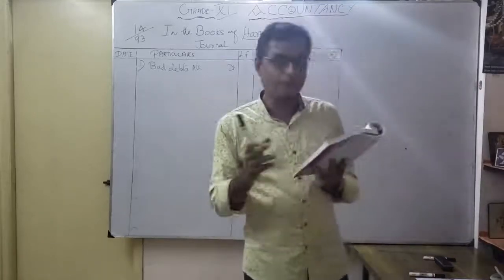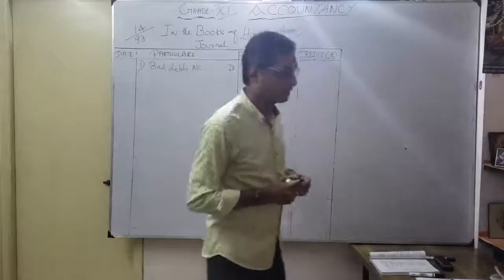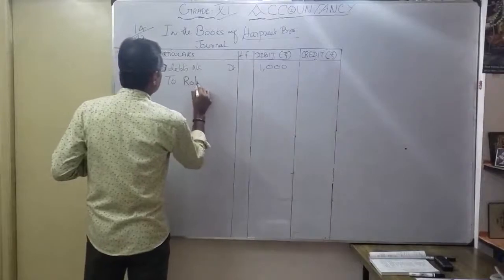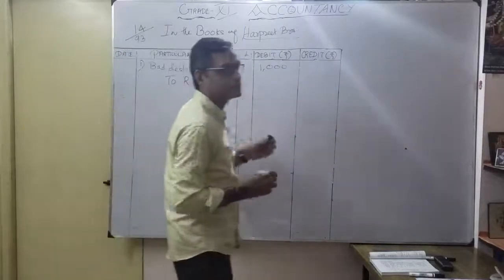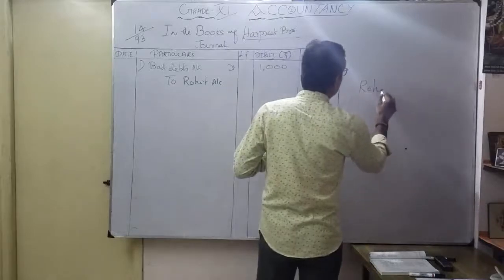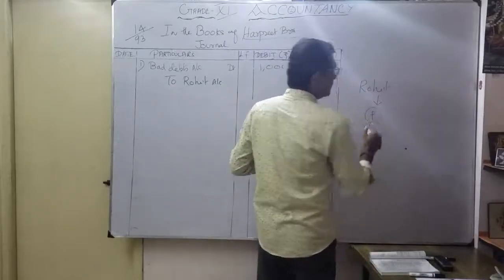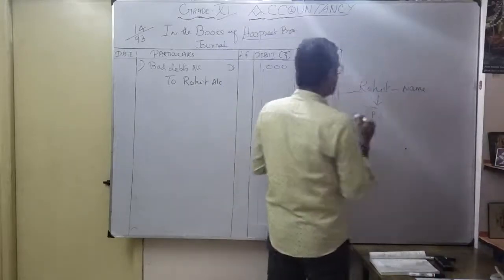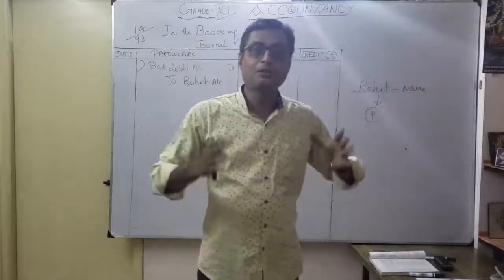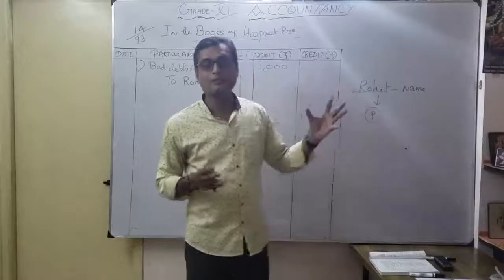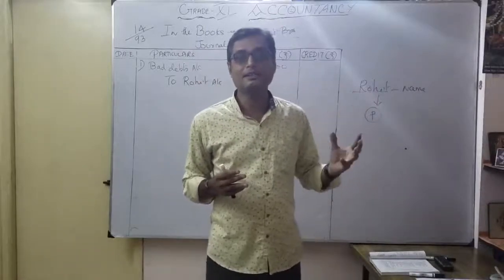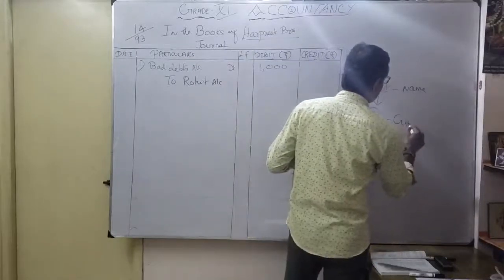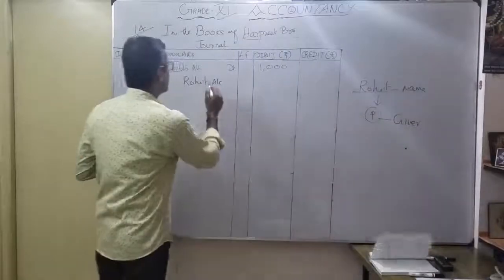Now Rohit is the person from whom the money is due. So we have to write 'To Rohit'. Why are we crediting Rohit's account? Rohit comes under a personal account. Why is it a personal account? Because it comes in a name, related to a person. The rule of the personal account is: debit the receiver, credit the giver. Here Rohit is the giver, so I am crediting Rohit's account.